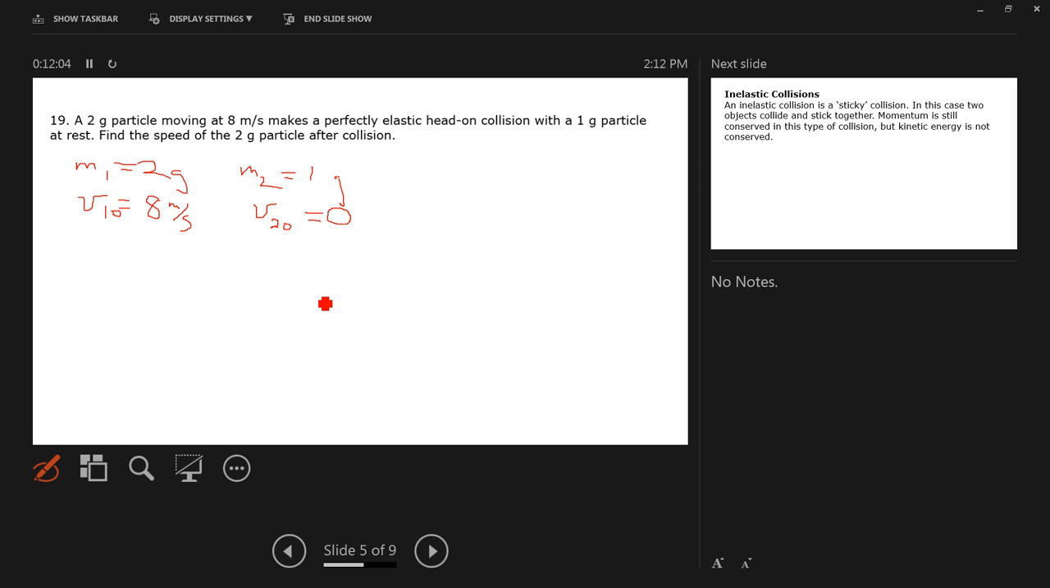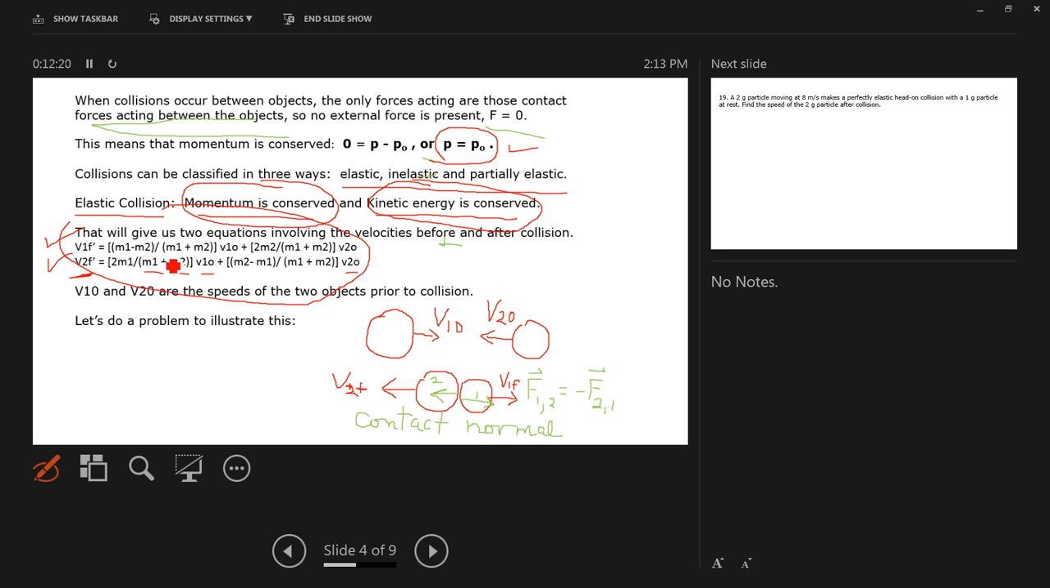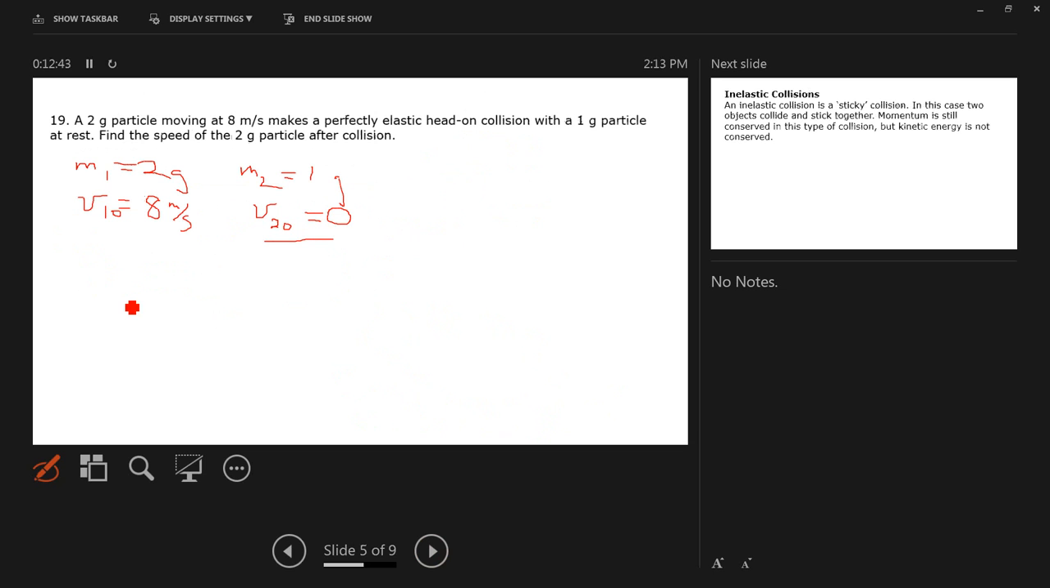Right? So if you go back to the previous page, or go ahead and look it up in your book, when you have one of the particles at rest, it really simplifies the two equations that we had on the previous page. Let's see. If we go back to these two equations right here that I've circled, notice that V20 is right here on the end of both those equations. It's going to kill both of those terms. We're only going to have the first two terms. So let's take a look at V1F.